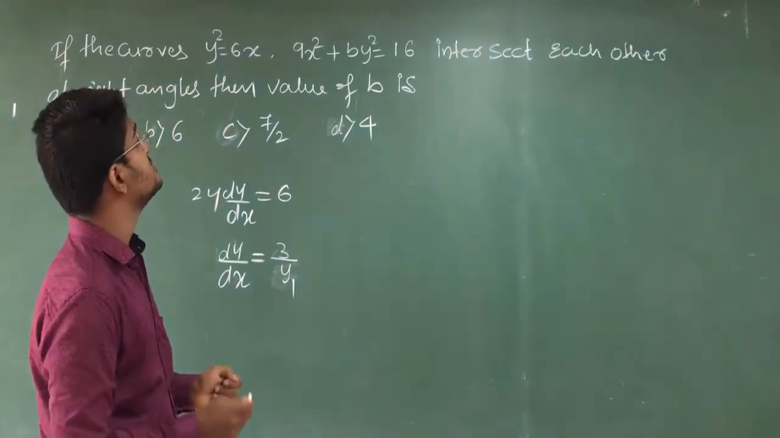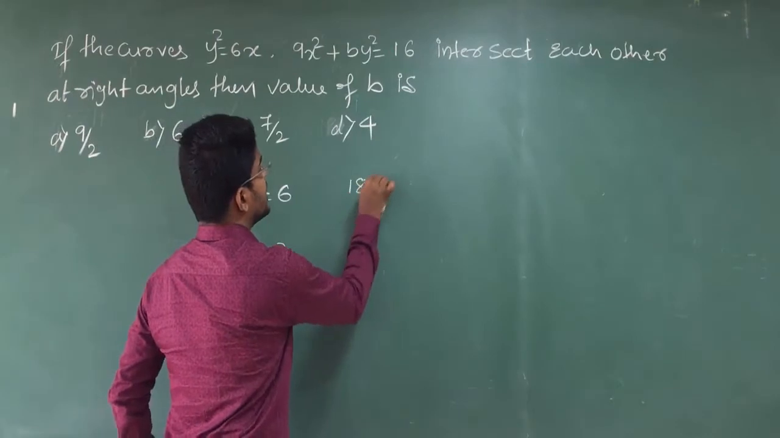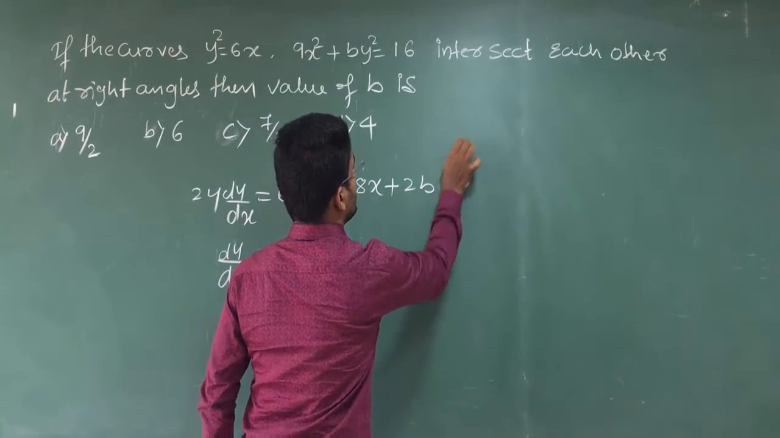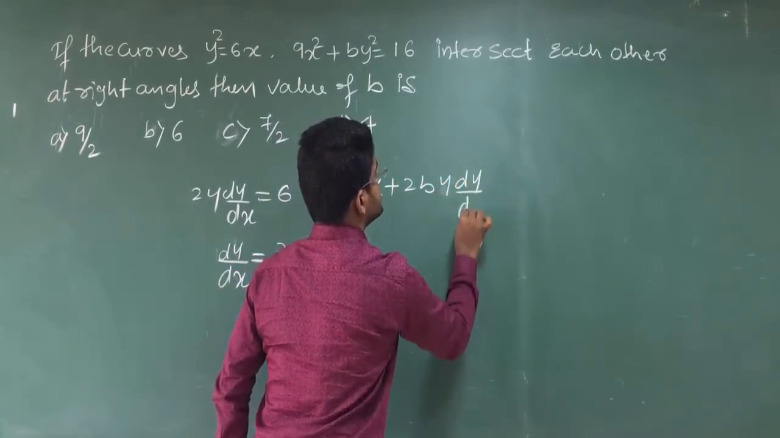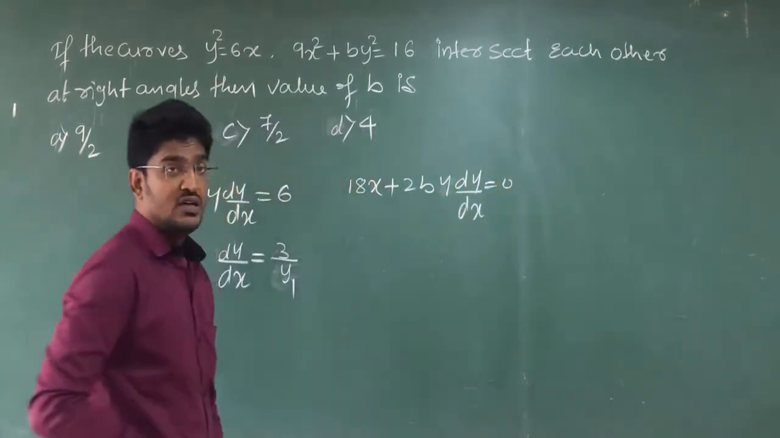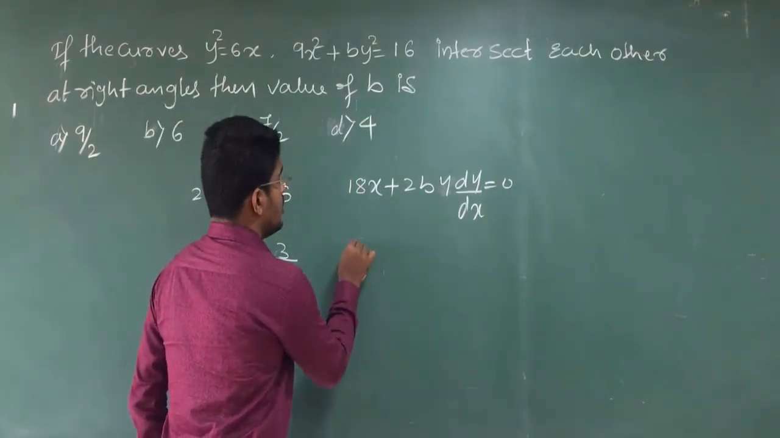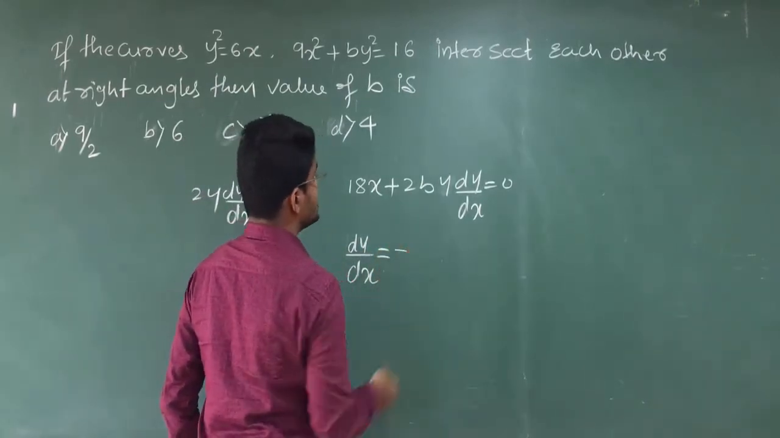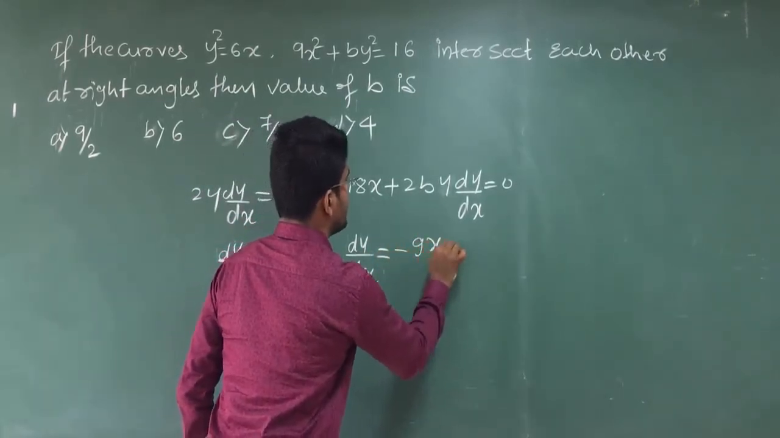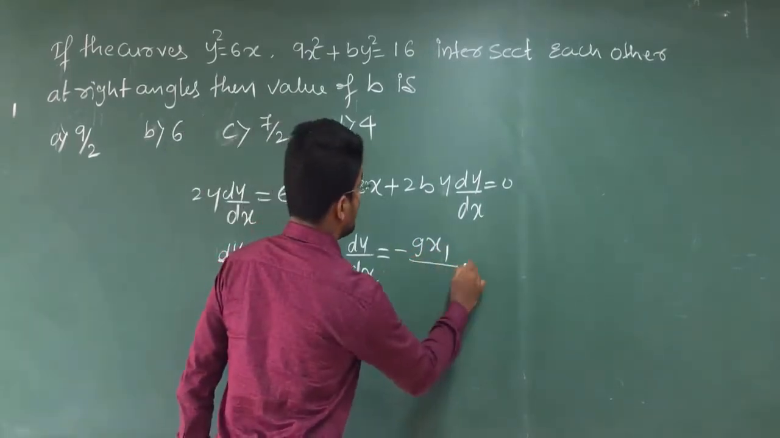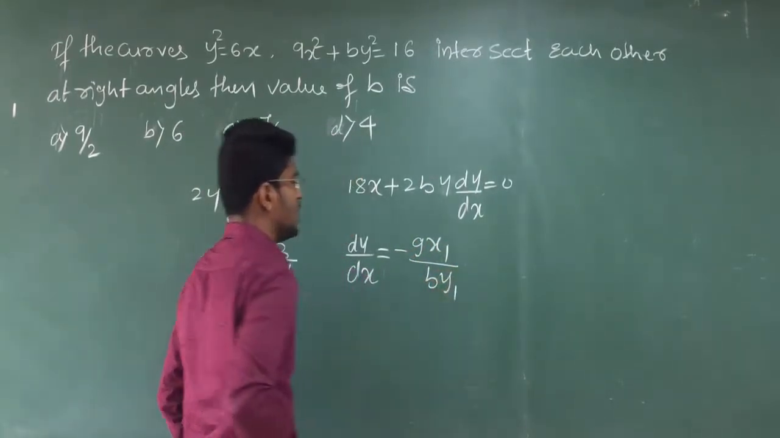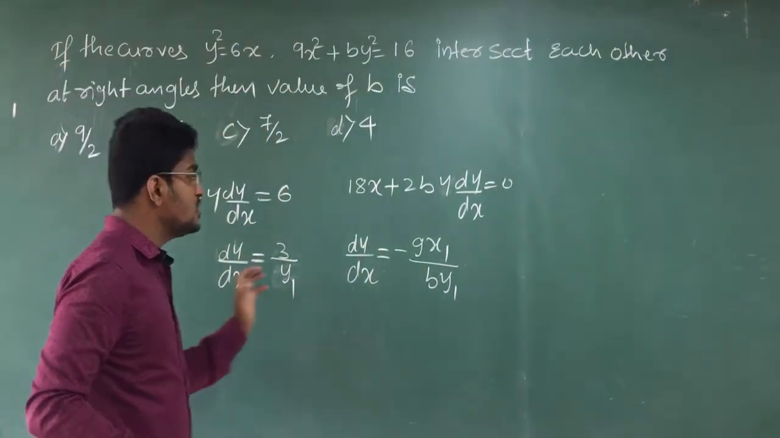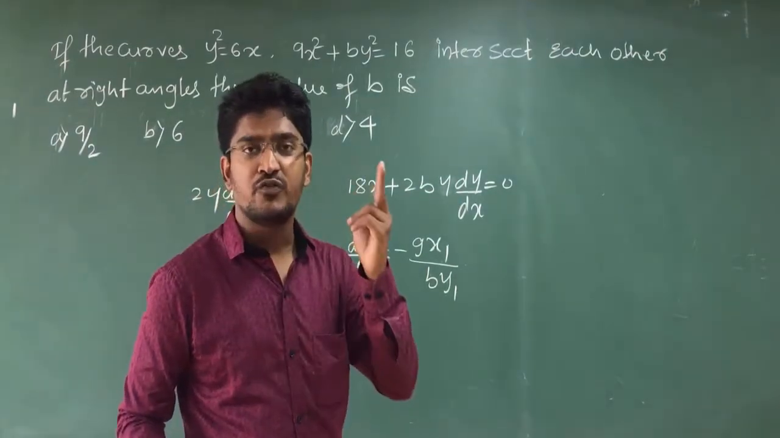Now let us go for the second equation, that is 18x plus 2by into dy by dx equal to 0. Clear? So if you simplify this, dy by dx will be equal to minus 9x1 divided by by1. Again, this is at the point x1 and y1. Clear? Okay, these are the slopes of tangent of the two curves.